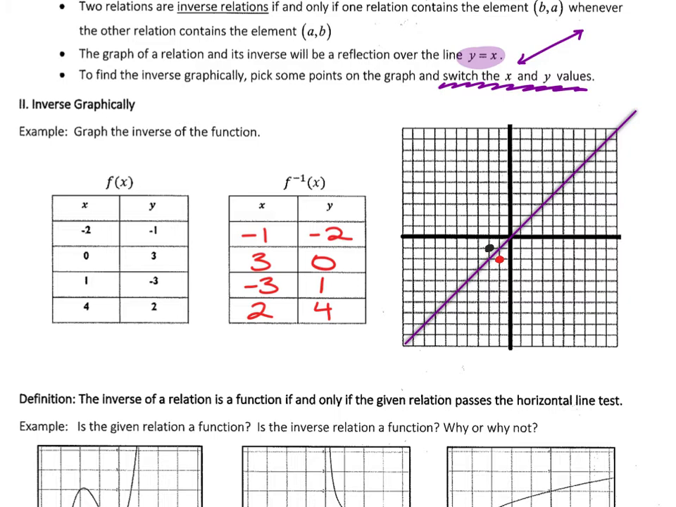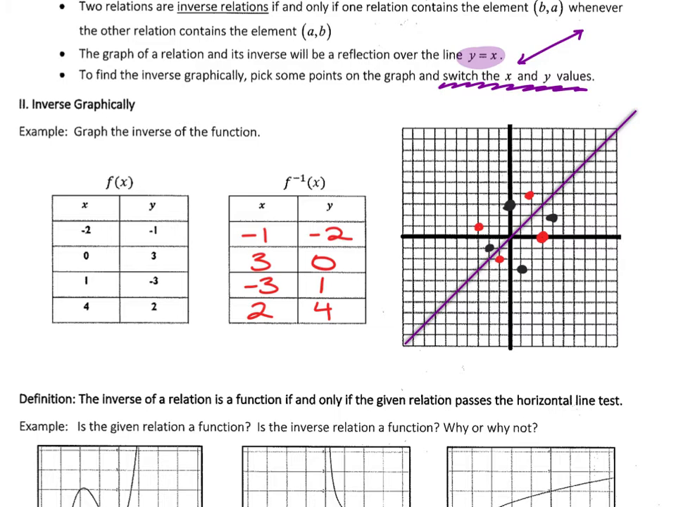Our second coordinate is (0, 3) for f of x, and for the inverse of f it is (3, 0). Again, perfect reflections. We have (1, -3), and so we have (-3, 1). Perfect reflections. And last but not least, (4, 2), which means we have (2, 4). Again, a perfect reflection across that y equals x line.